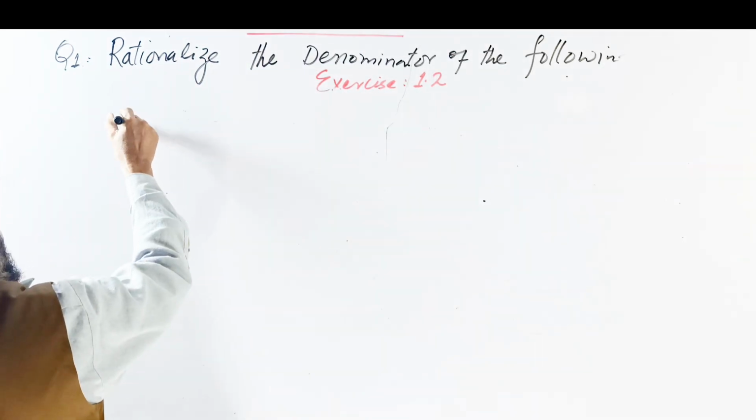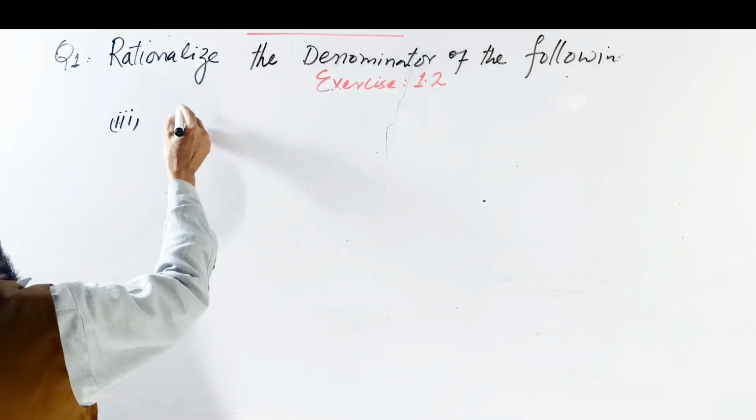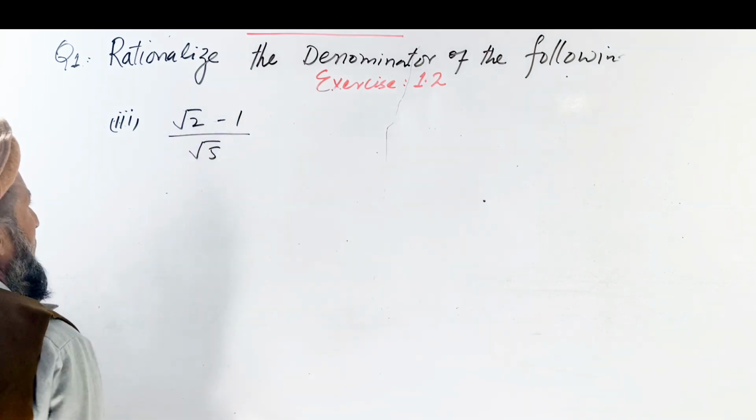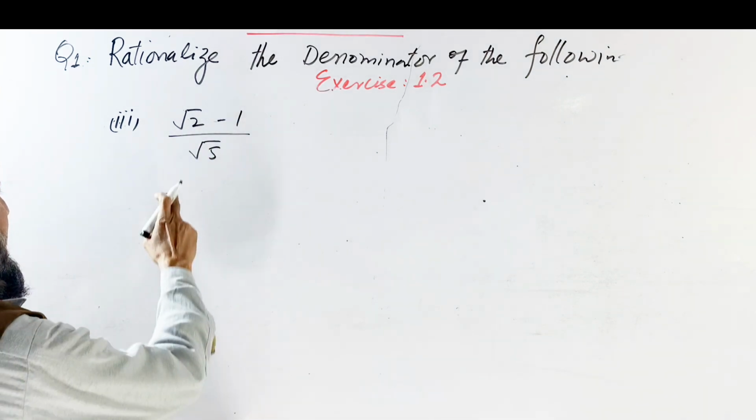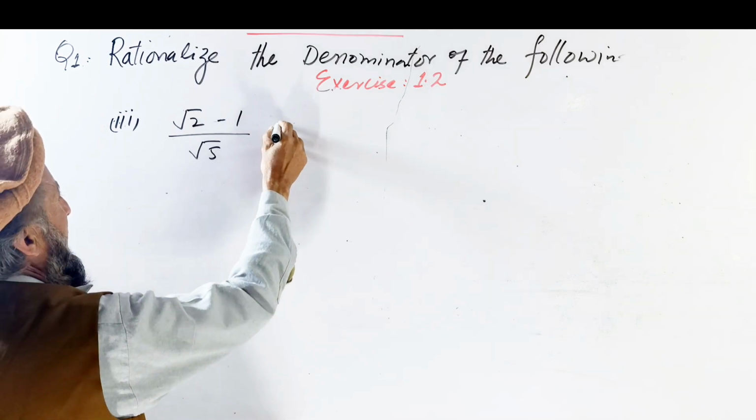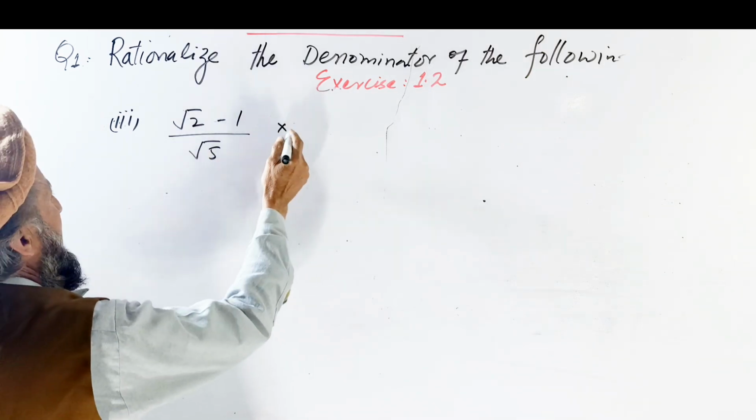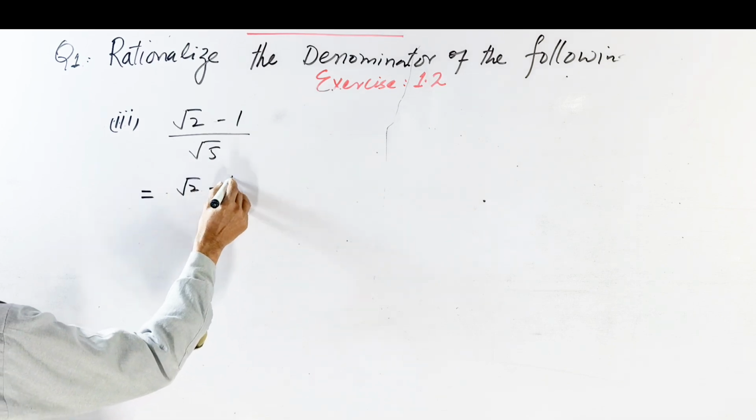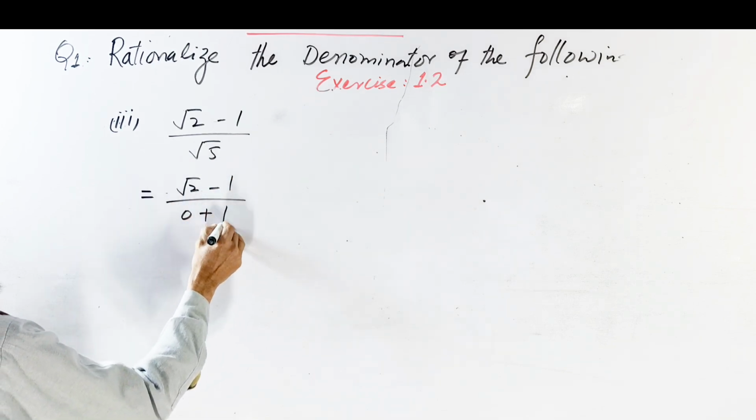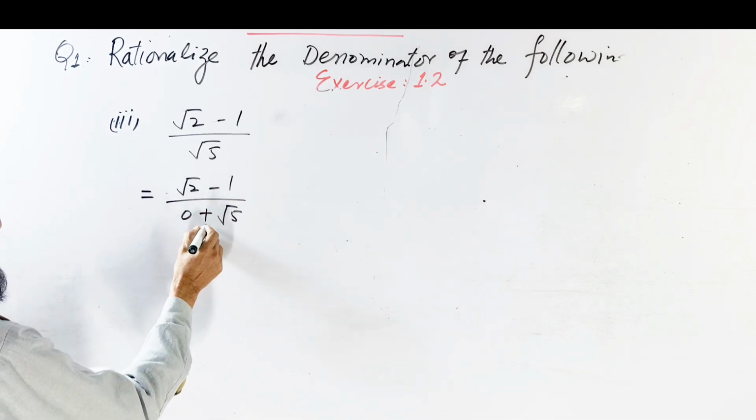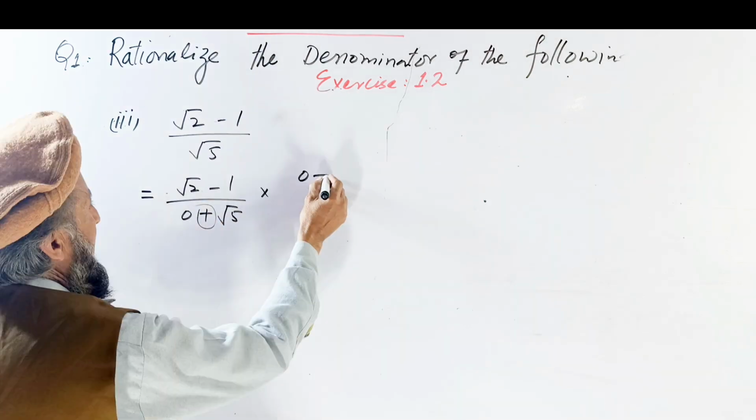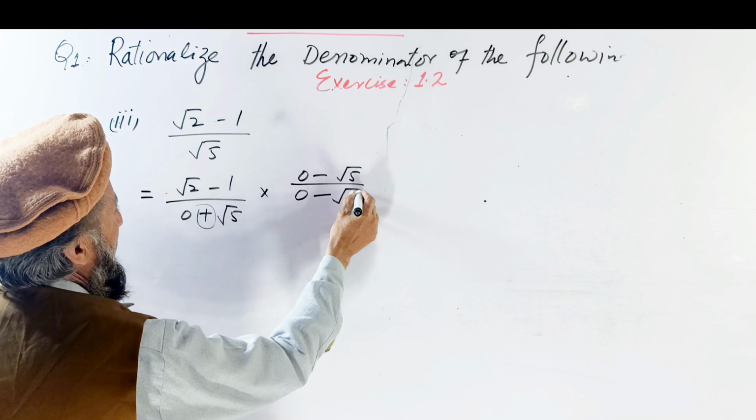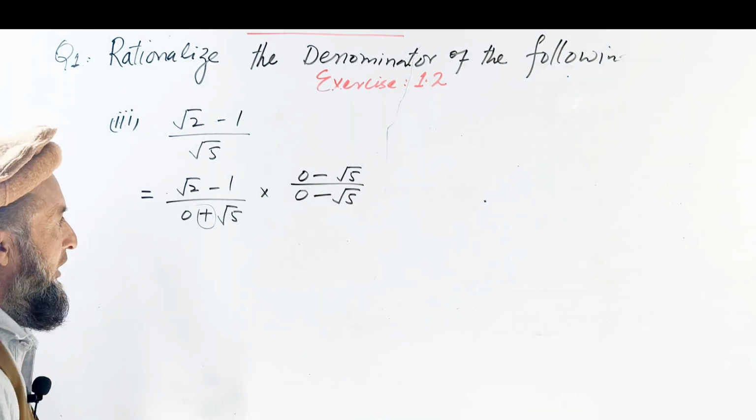Now 2 under the root minus 1 divided by 5 under the root. The same process we are taking here is positive. We are multiplying by their conjugate. We can write this question. We can write 2 under the root minus 1 0 plus 5 under the root. Now we are taking this sign as conjugate, minus 5 under the root divided by 0 minus 5 square root.